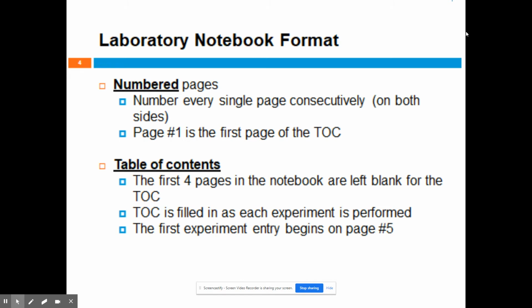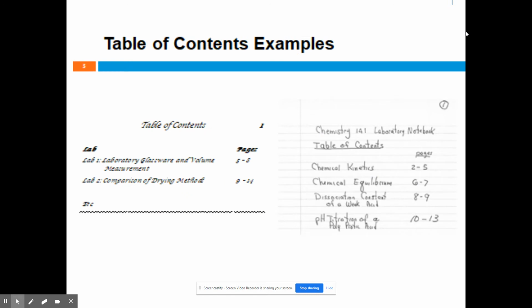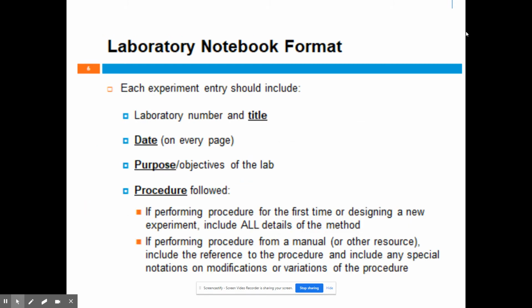All right, so it says the first 4 pages in the notebook are left blank for the table of contents. We're not going to be doing that many labs, so there is just a table of contents paper there for you in the beginning. You will write the date, the experiment, and what page number it starts on in your table of contents and keep this up to date. So your table of contents will have the name of your experiment and your page numbers on it so that you can look at it on a regular basis.